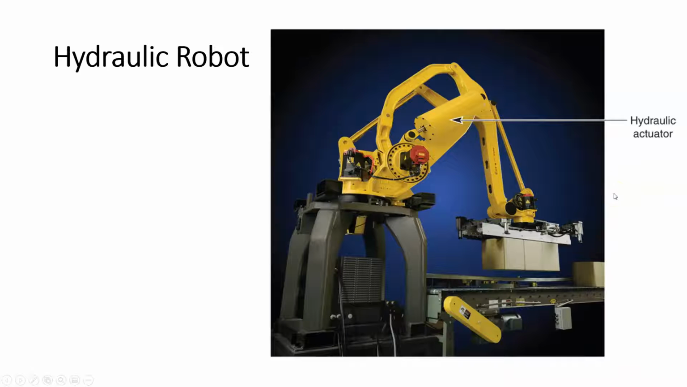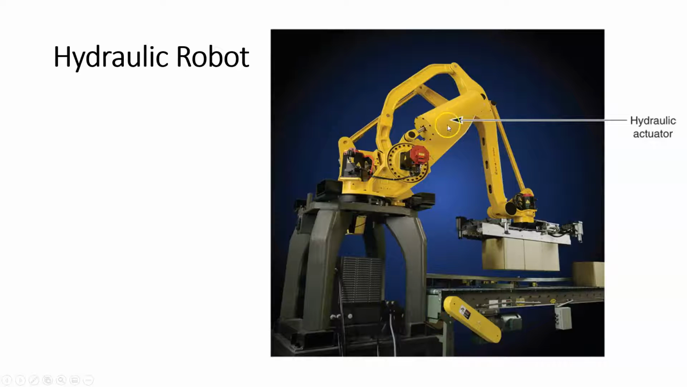All right, so now let's look at some of the examples of the different types of robots. So we talked about hydraulic, electrical, and pneumatic robots. This is an example of a hydraulic robot. Here you can see the hydraulic actuator or the giant ram. It's basically just a piston.